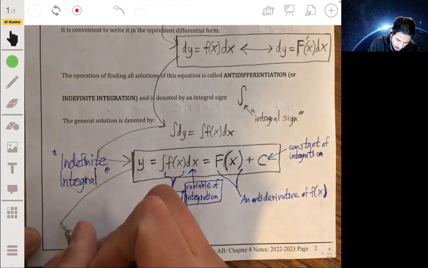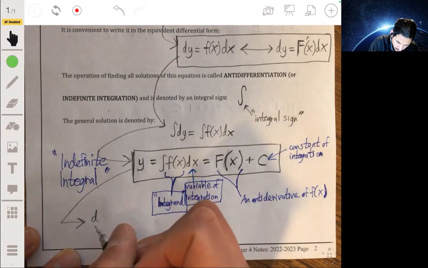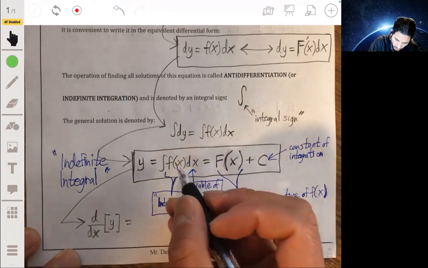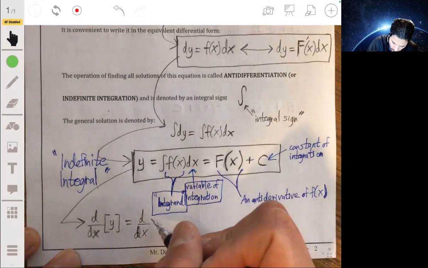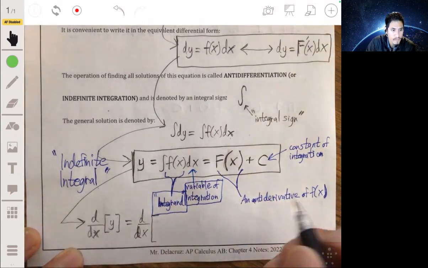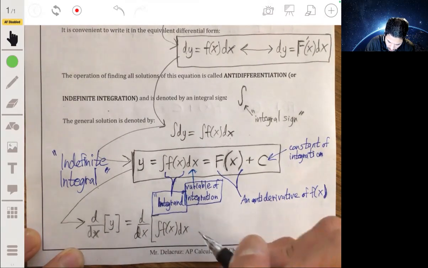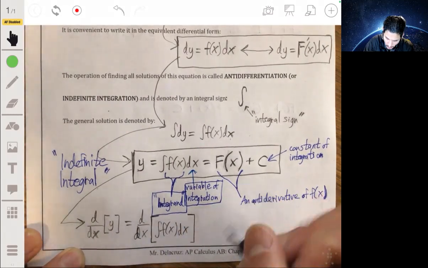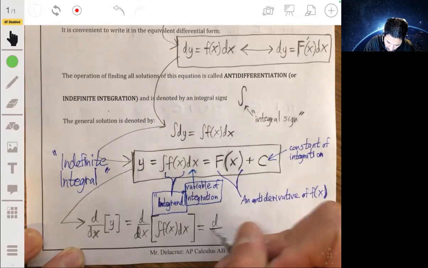So if I was to differentiate this, let me write it like this. Again, we're going to another level if you want to really understand this. I want to differentiate this with respect to x, dy dx on the left. I would differentiate the middle integral, f of x dx. I'm going to put that in brackets, and then that would be equal to the derivative of this with respect to x.